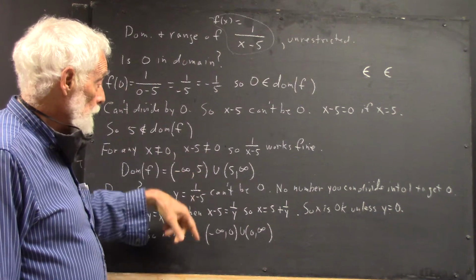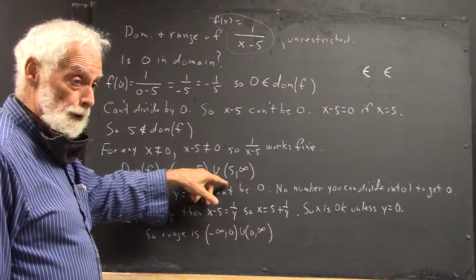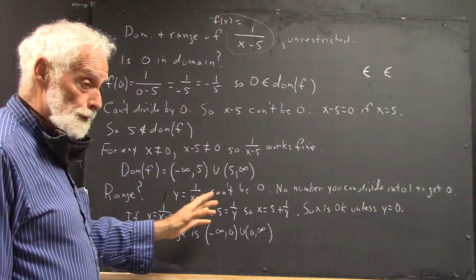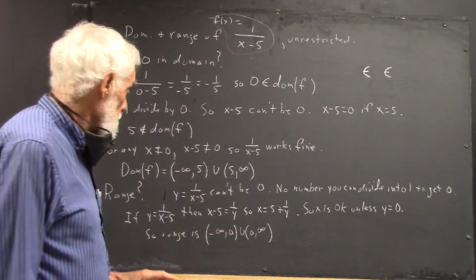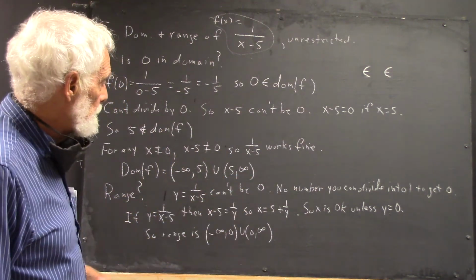The interval is open. 5 isn't included here because the interval is open. So 5 isn't in this set. Every other number is. Okay, what's the range?